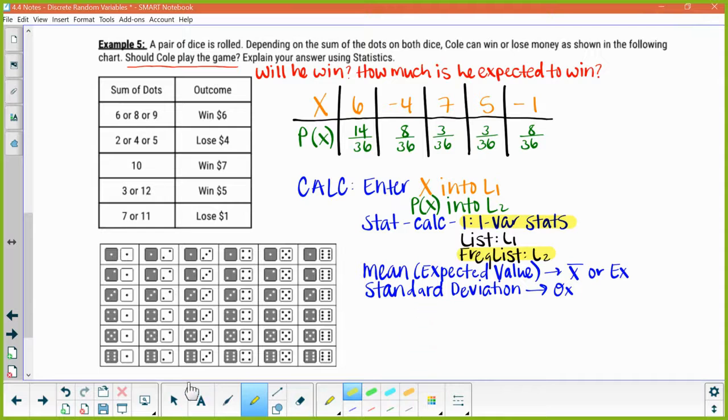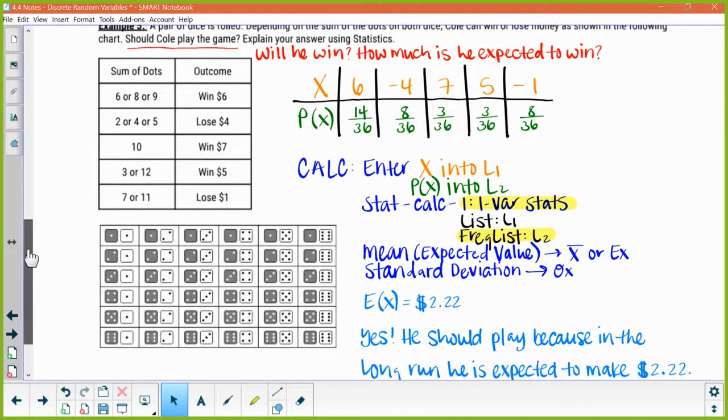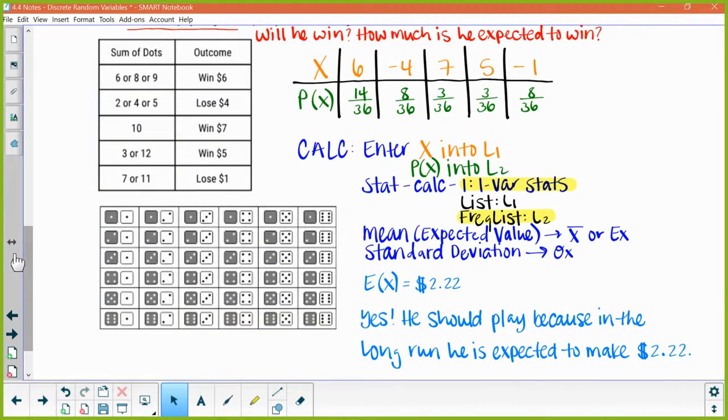So expected value is 2.22, which means yes, he should play because in the long run, he is expected to make $2.22. Now, that may not seem like a lot of money, but it's $2.22 he didn't start with. So anytime you end up in the green, meaning you haven't taken on a loss, you say, yeah, they can play. If you are in the red, you have a loss of some sort, you may want to consider not playing based on your expected value.